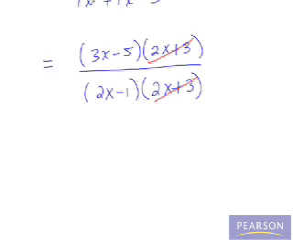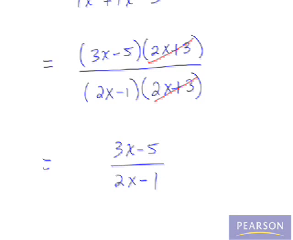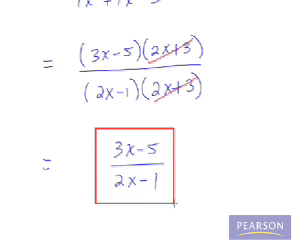and we are left with 3x minus 5 over 2x minus 1. So there is our final answer, 3x minus 5 over 2x minus 1.